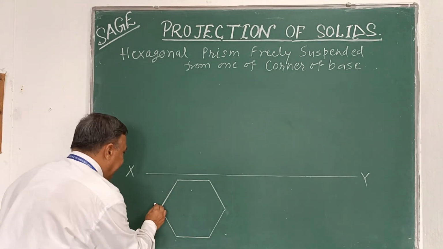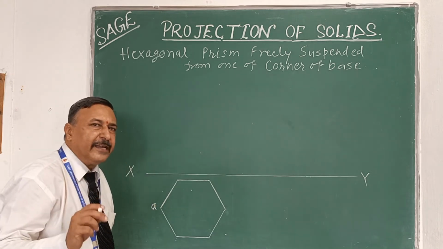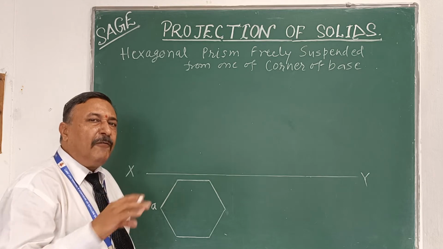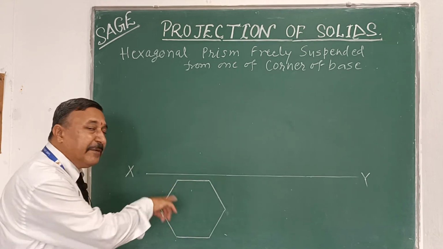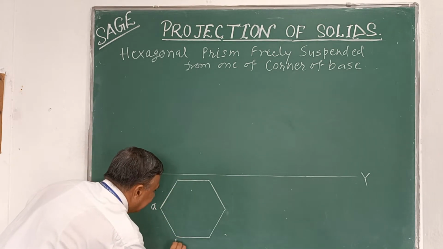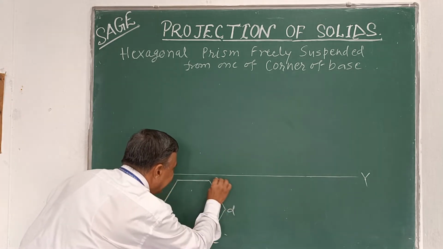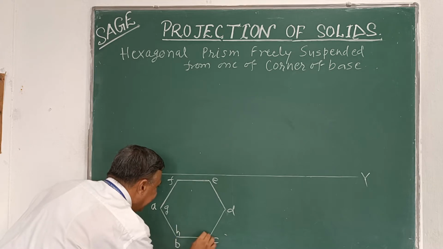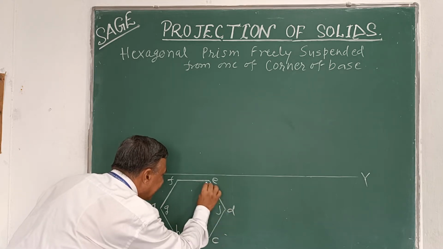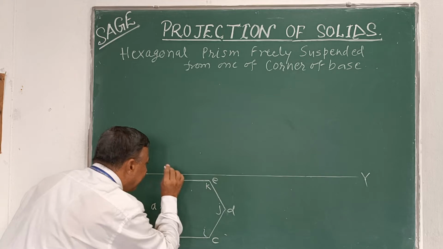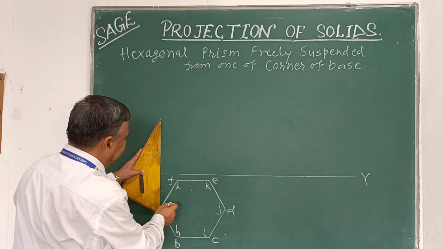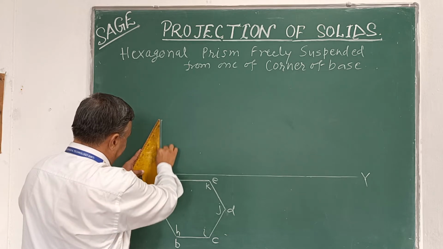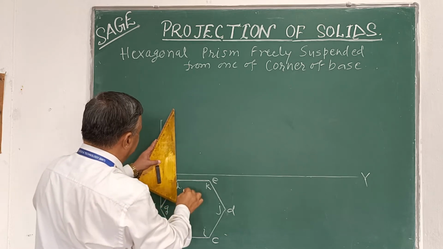Now I am going to name it, as we drew earlier in many questions of projection of solid of prism. So how we name a prism, you know better. So it is A, B, C, D, E, F, and this is G, H, I, J, K, and L. Now I project it and complete the front view.